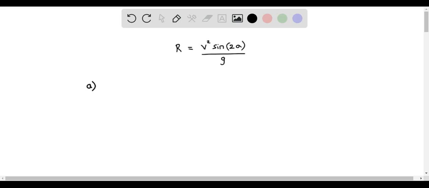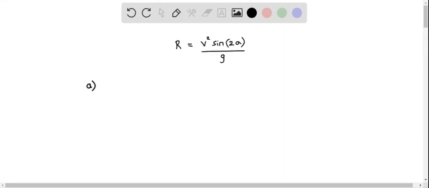In this question, we are given the equation for R, which represents the range achieved by a projectile on Earth, which is given as v squared sine of 2a divided by g, where v is the initial velocity, a is the angle at which the projectile is launched, and g is the acceleration due to gravity. And so in part A, we determine the derivative of r with respect to the angle a.